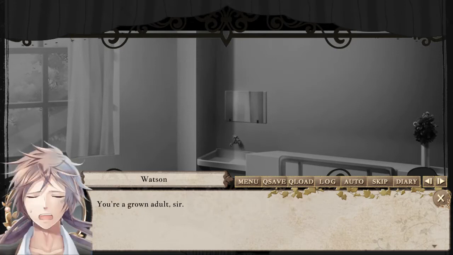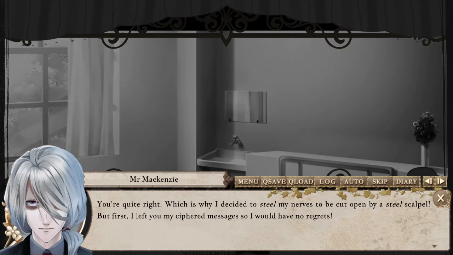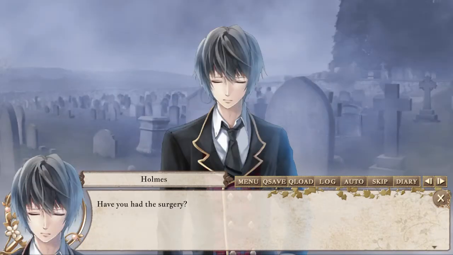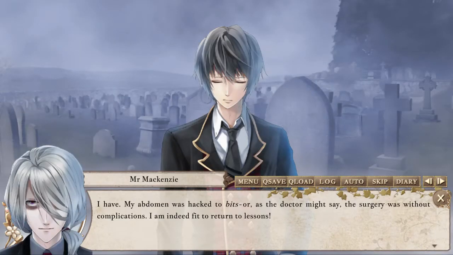You're a grown adult, sir. You're quite right, which is why I decided to steal my nerves, to be cut open by a steel scalpel. But first, I left you my ciphered messages so I would have no regrets. Have you had the surgery? I have. My abdomen was hacked to bits. Or as the doctor might say, the surgery was without complications. I am indeed fit to return to lessons.